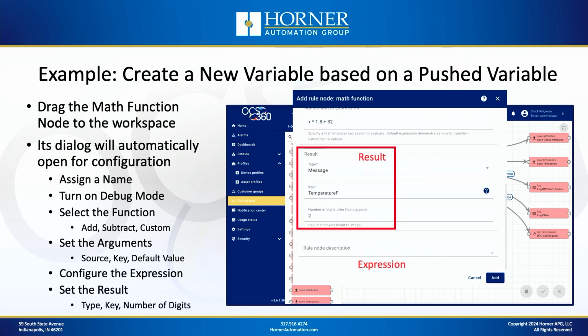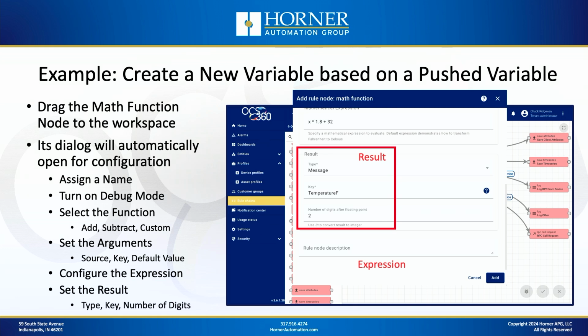The last couple of things we have to configure in the math function node is we need to configure the result. So what's the result? Now the type is just message, and the key is the name of the new variable that we're creating. And the original variable that we're using as our basis was called temperature. I've decided to name the resulting new variable that I've created temperature F, and then I need to specify how many digits after the floating point I want this value to be limited to. And you can also fill in a description at the bottom if you'd like. And that's really all there is to configuring that particular node.